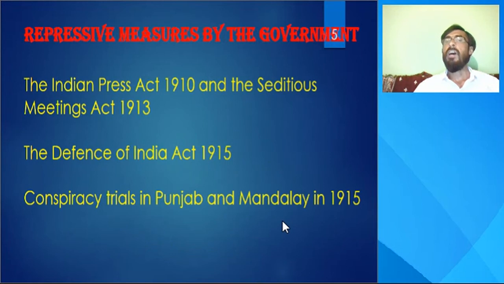Another cause of this act was the repressive measures by the government. The government of India, in order to suppress the nationalist movement, adopted various repressive measures. It passed the Indian Press Act 1910 and Seditious Meetings Act 1913. Then in 1915, Defence of India Act was passed. Then in the same year, conspiracy trials against the revolutionaries and internationalists were held and a large number of Indians were punished.